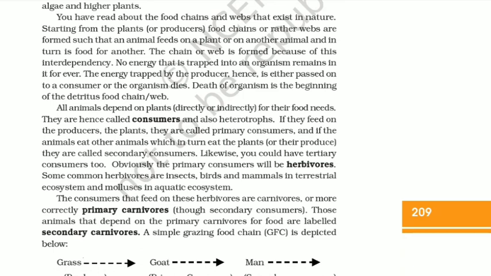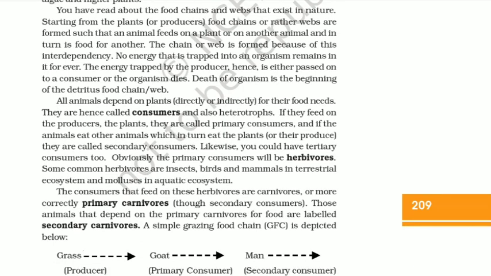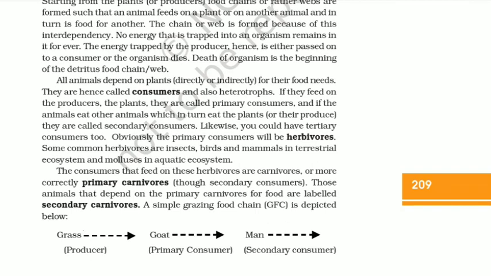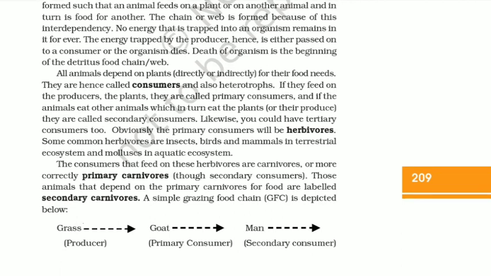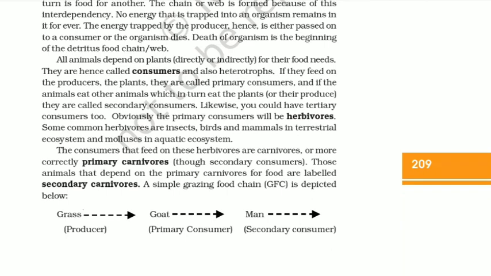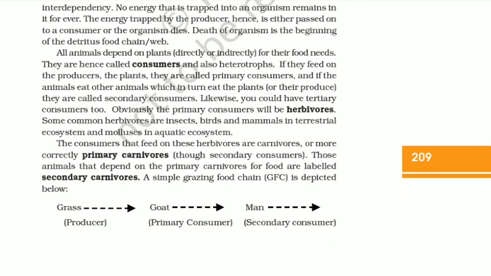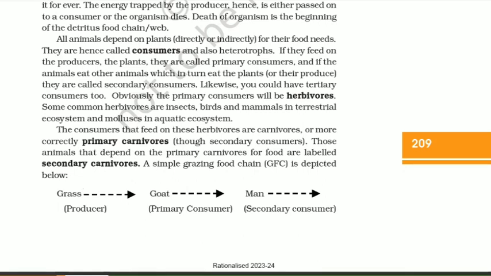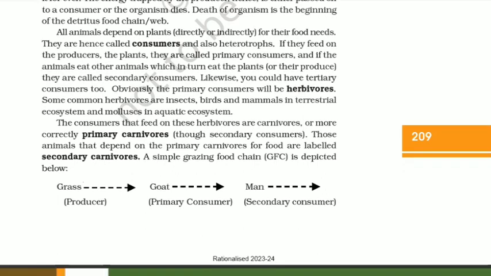You have read about the food chains and webs that exist in nature. Starting from the plants or producers, food chains or rather webs are formed such that an animal feeds on a plant or on another animal and in turn is food for another. The chain or web is formed because of this interdependency. No energy that is trapped into an organism remains in it forever. The energy trapped by the producer, hence, is either passed on to the consumer or the organism dies. Death of the organism is the beginning of the detritus food chain or web.